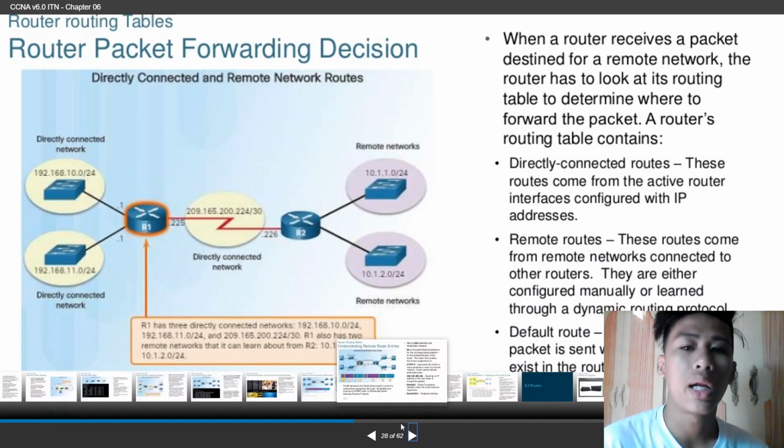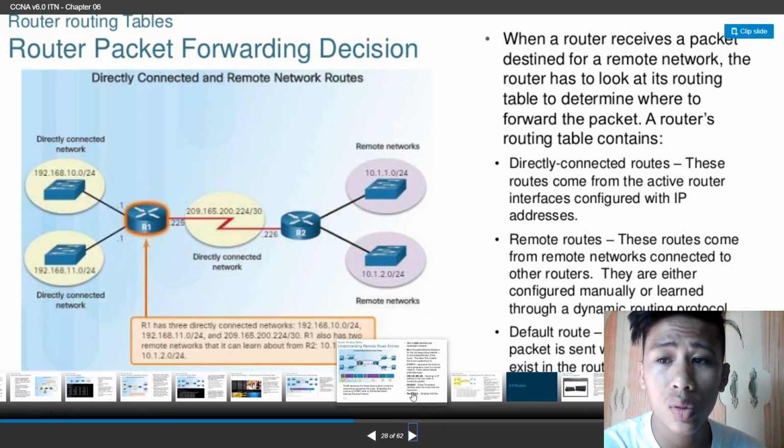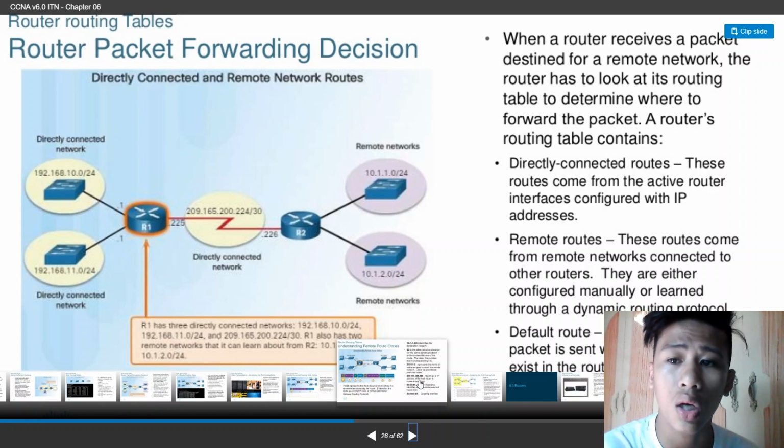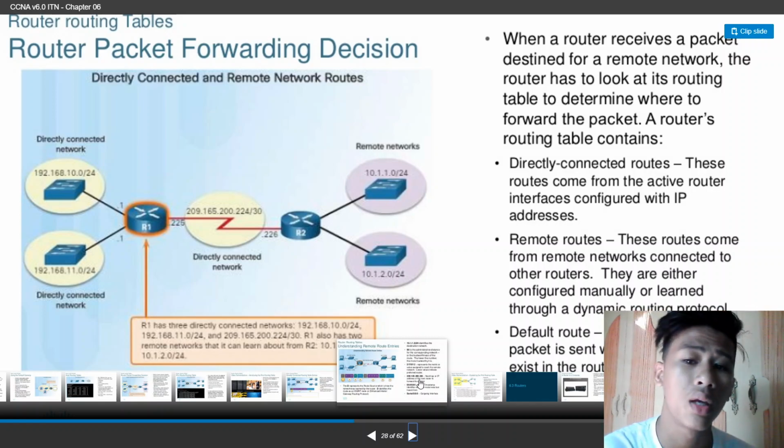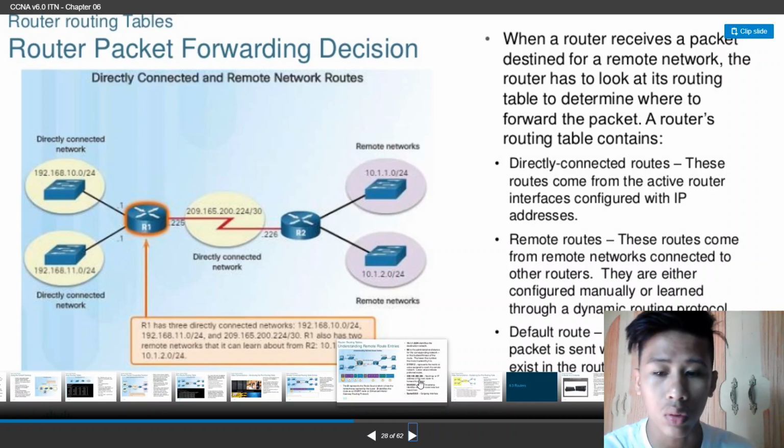Router packet forwarding decision. The router receives a packet destined for a remote network. The router has to look at its own routing table to determine where to forward the packet. A router routing table contains directly connected routes, remote routes, and default routes.